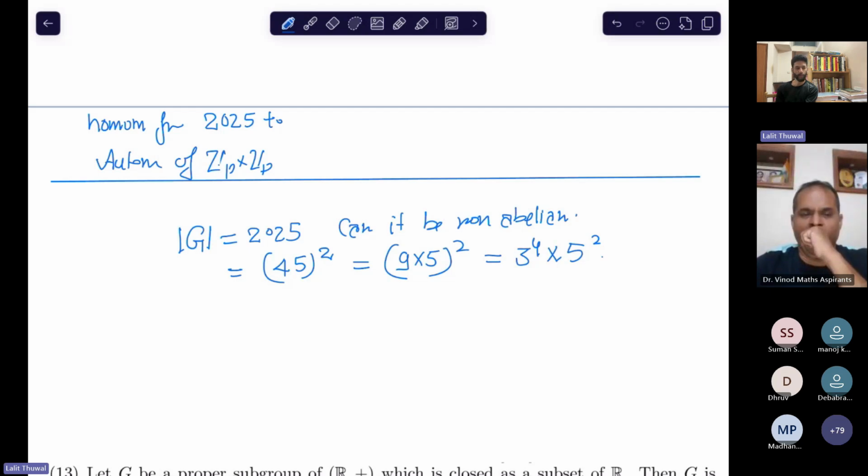Okay, you have a group, then how do you construct new groups? Taking product of the groups, cyclic groups, right? So try to do that. I think this is always abelian. Okay, why is this always abelian, by the way?